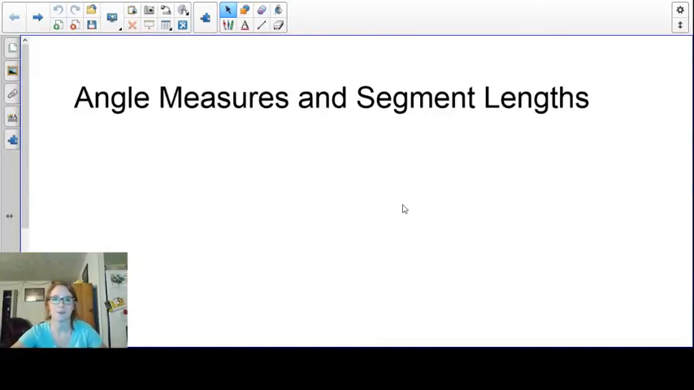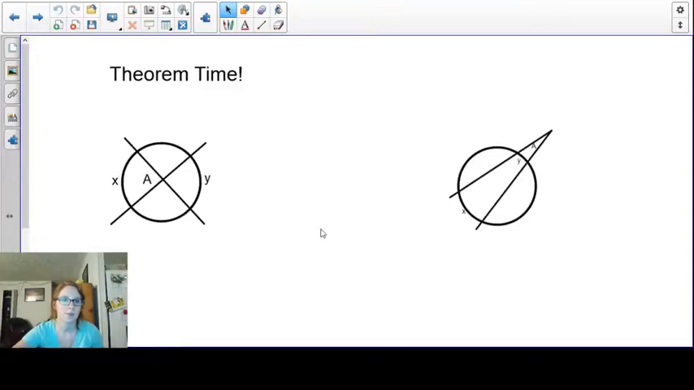All right, so today we're going to talk about angle measures and segment lengths. So first things first, our nice lovely theorem.